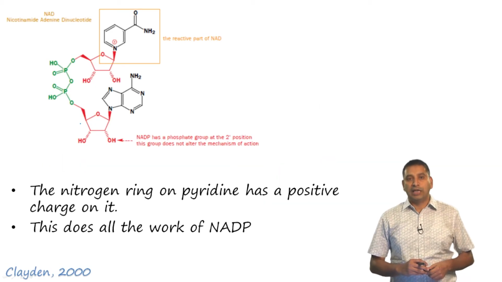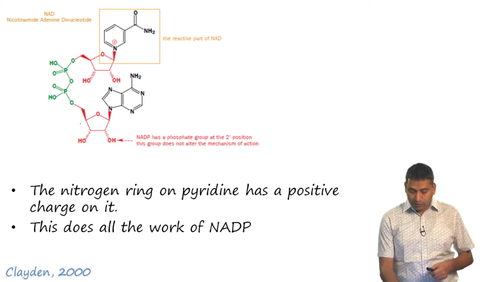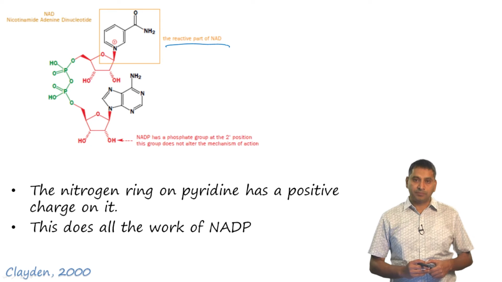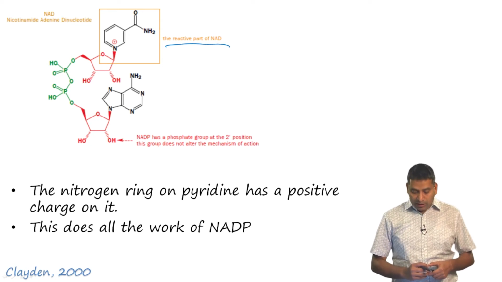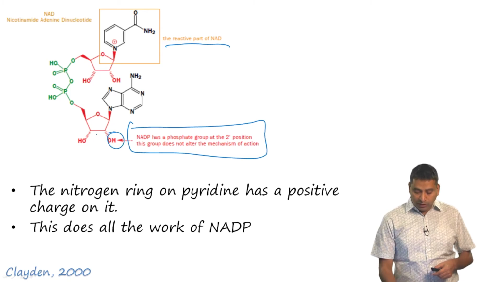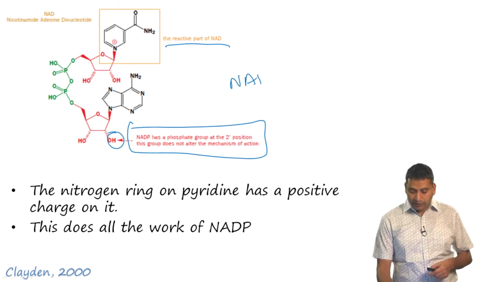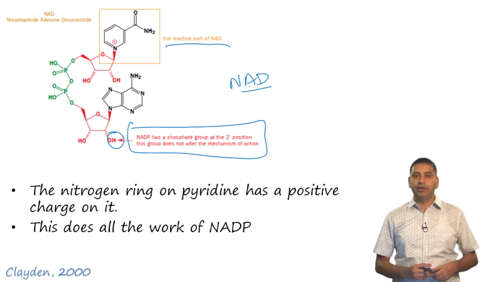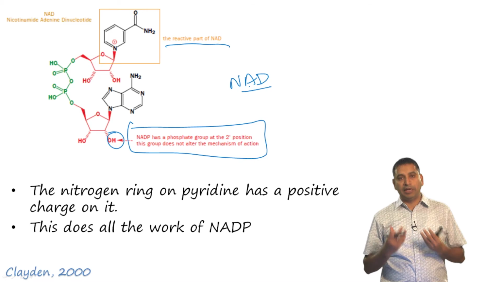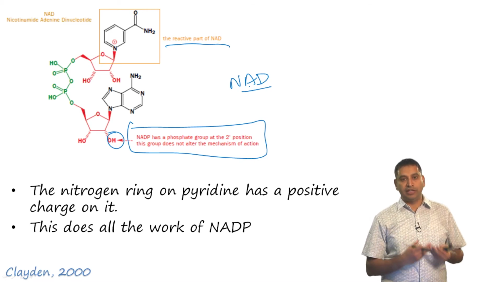Okay. So, that is the business end of the molecule, and this is what does the reduction and oxidation in the cell. Okay. NADP has a phosphate group which is attached at this 2' position, otherwise it is just called NAD, and so that is a distinction between NAD and NADP.